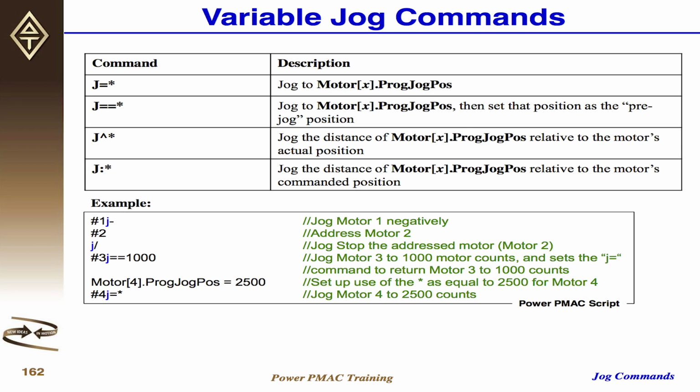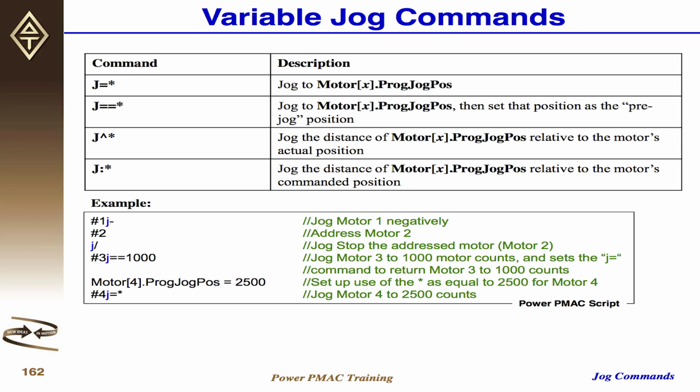So if you want a programmable jog move, where you continuously issue the same jog, say you have it in a loop for whatever reason, you can issue your jog command to use this asterisk character, and then in some other program somewhere, change your prog jog pause register, and when this loop reruns the next time, it will jog you to a different spot based on what you have in your value.